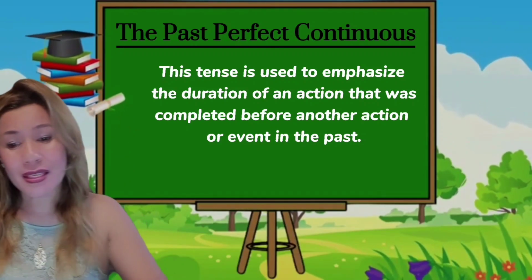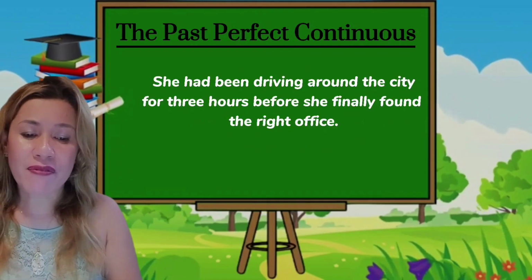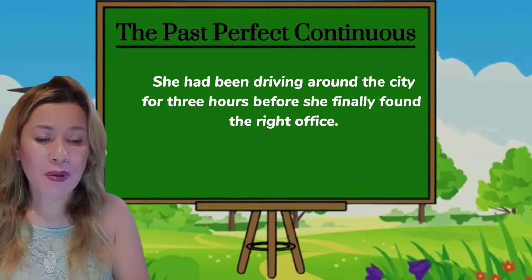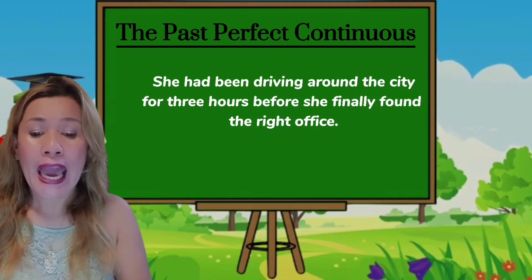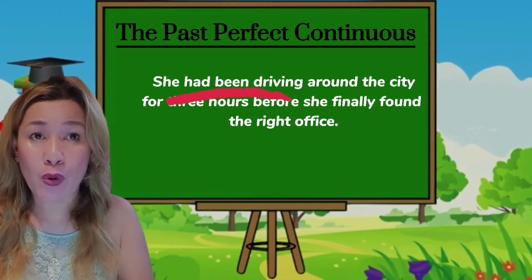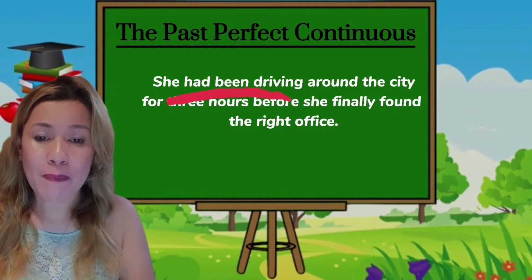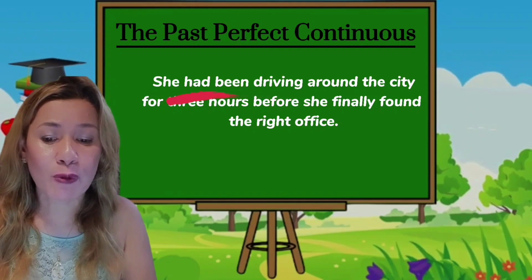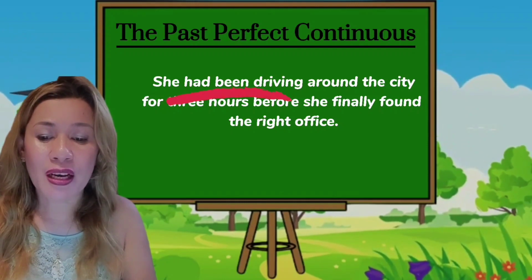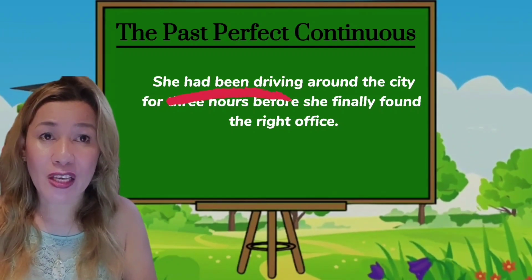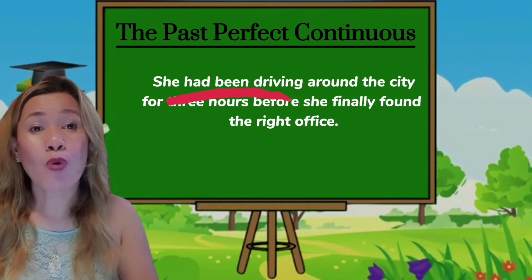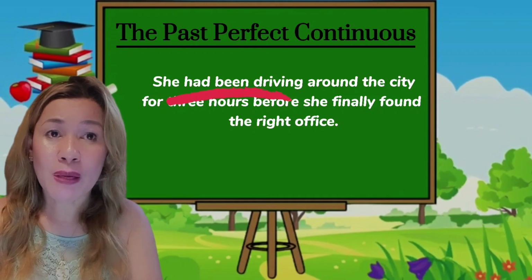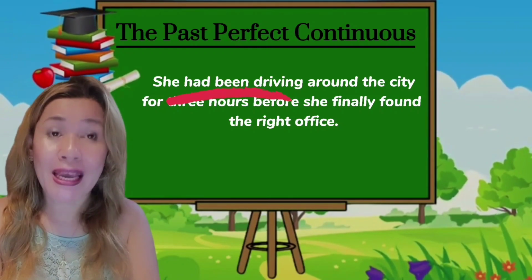So let's take a look at this example. She had been driving around the city for 3 hours before she finally found the right office. Had been driving is our verb. It's in the past perfect continuous or past perfect progressive form because we have had been plus the ing form of the verb. That's how we form our past perfect continuous. Had been plus the ing form of the verb.